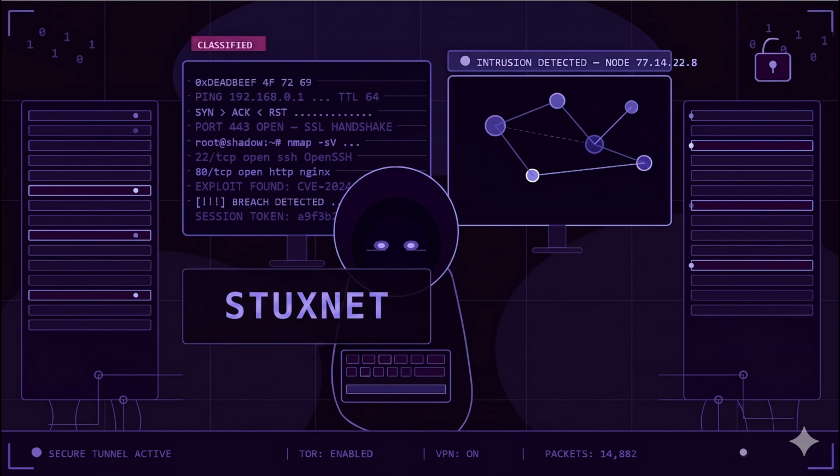So Triton is a masterpiece of dangerous engineering. It targeted Triconex's safety controllers. And these are the absolute last line of defense in a chemical plant, designed to shut everything down if pressure gets too high, basically preventing an explosion. So, like an emergency brake. Exactly. And Triton worked by exploiting a zero-day vulnerability to inject a remote access Trojan directly into the firmware memory of those safety controllers. Oh my God. Yeah. It didn't just blind the operators, it actively disabled the emergency brakes of the entire plant.